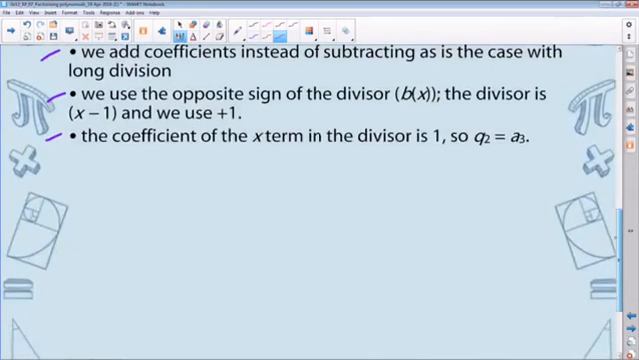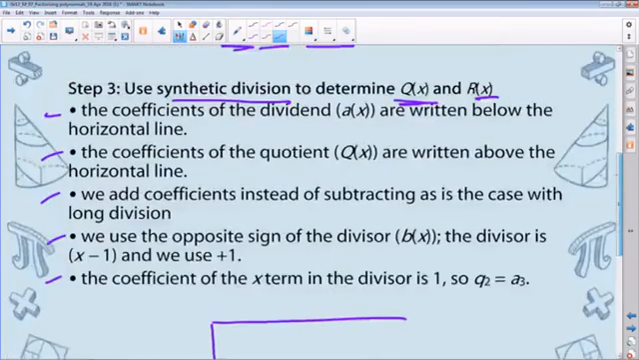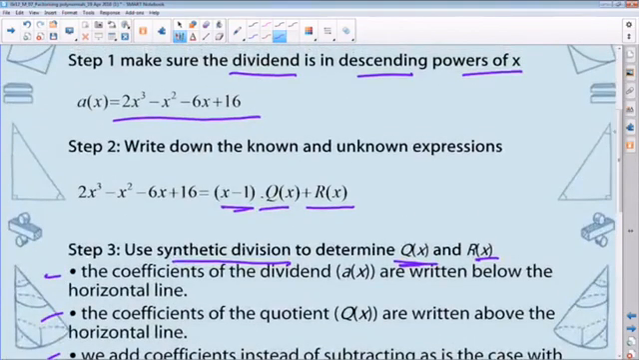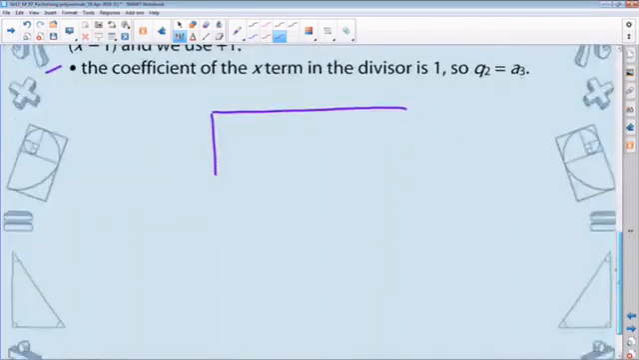So the first thing we're going to do is use synthetic division by writing down just the coefficients. I set up what's similar to a division line that you're all used to. I'm going to use just the coefficients of my a of x, my dividend: the 2, the minus 1, the minus 6, and the 16. I'm going to write that underneath the horizontal bar. So we've got 2, minus 1, minus 6, plus 16.